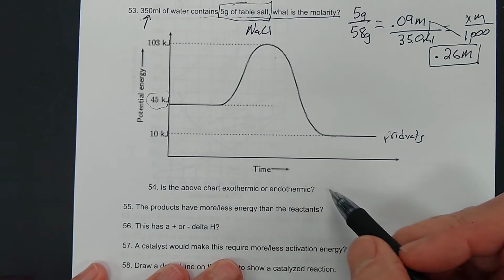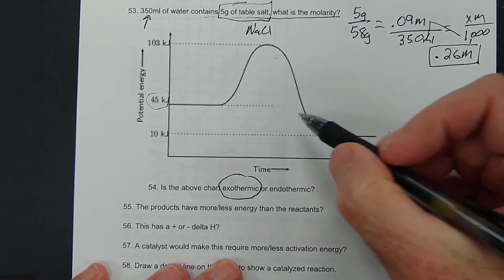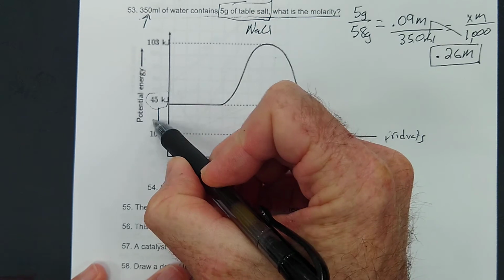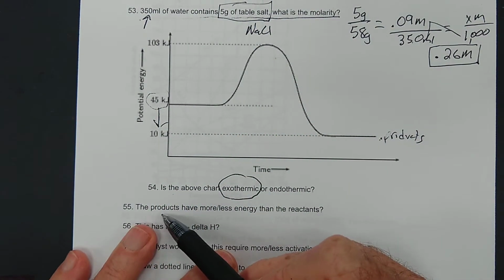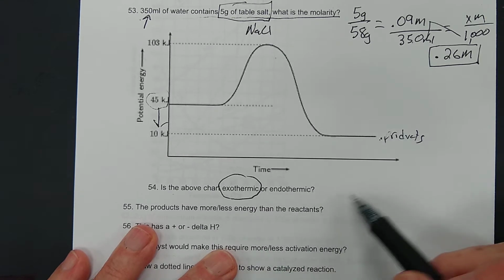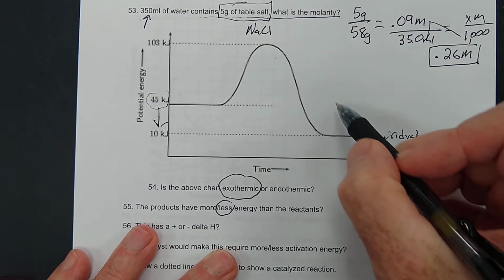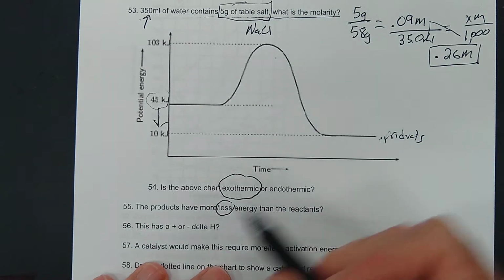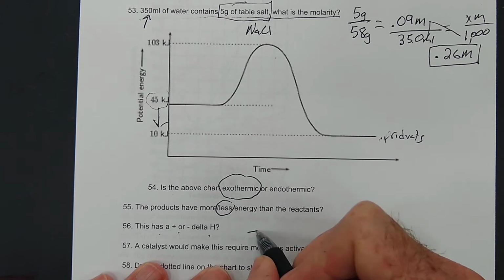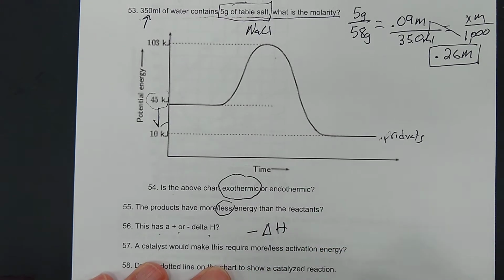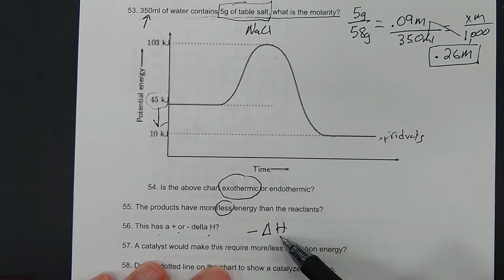Is this exothermic or endothermic? Well, it had to give off heat if it went down, right? We're down here now. Number 55, the products have more or less energy than the reactants? They have less. We're down here now. The reactants are up here. This has a positive or negative delta H? A negative delta H, it has lost heat. Exothermic equations are losing heat.